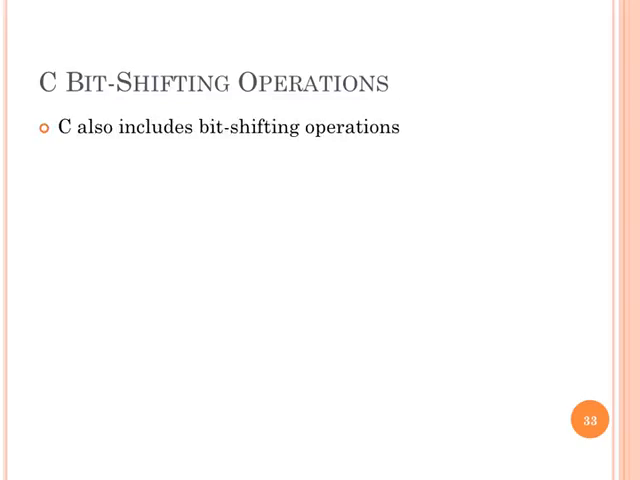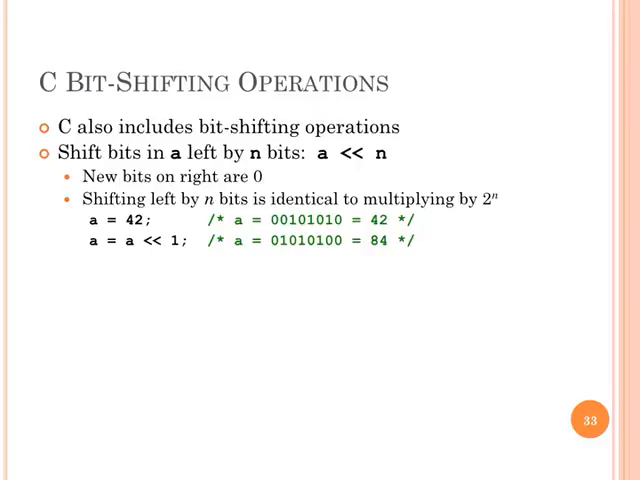Okay, bit shifting operations. So this is the other thing we can do in C. We have shift left, which some of you already recognized. You can use this to multiply by 2. The new bits on the right are 0. It wouldn't make sense to set them to something else, but the new bits on the right will be 0. And it's identical to multiplying by 2 to the number of bits that you shift. So if A is 42, and I shift it left by 1 bit, then I'll end up with 84. If I shift it left by 2 bits, then I would end up with 168, I believe, and so forth. So you can use this to implement multiplication by powers of 2.